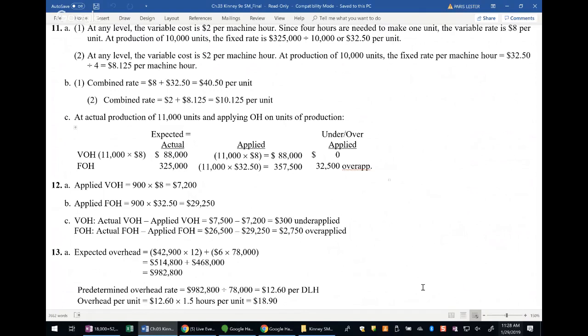Why would we have to multiply it by 12? Monthly overhead costs of $42. We had to multiply it by 12 per year. Yeah, that's why I wanted to make sure. So our total overhead is 982.8. So scratch what you did there. Then you divide that by 78,000 units, and you get 1260 per direct labor hour.